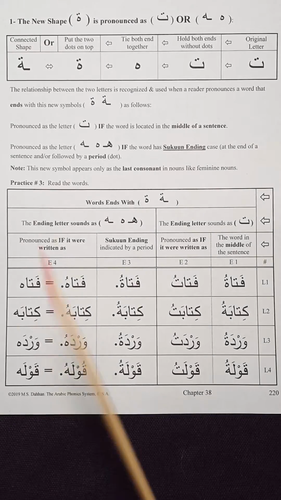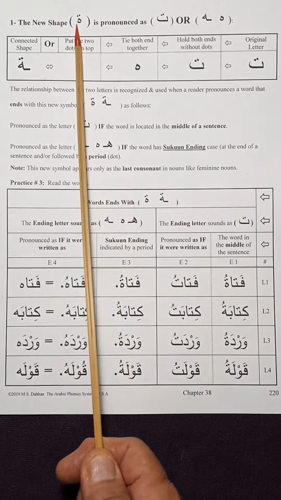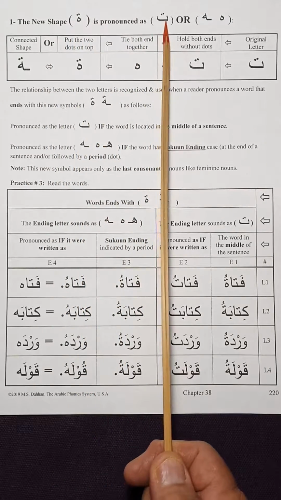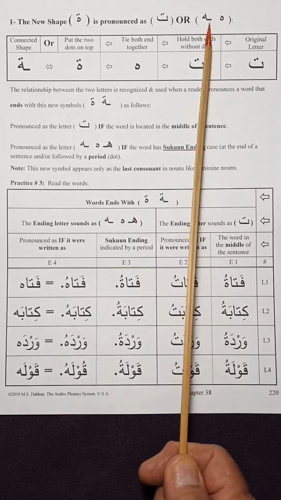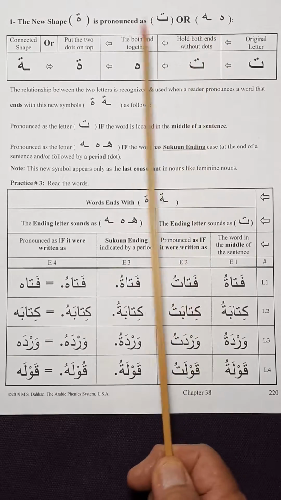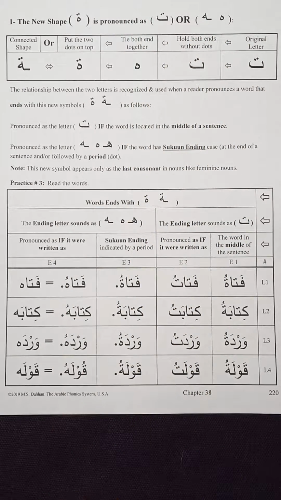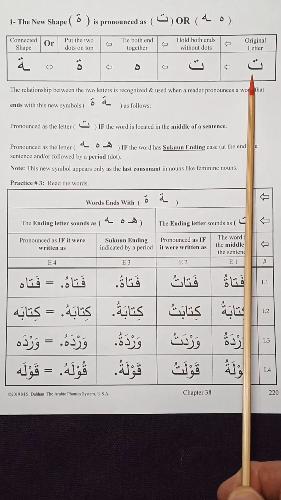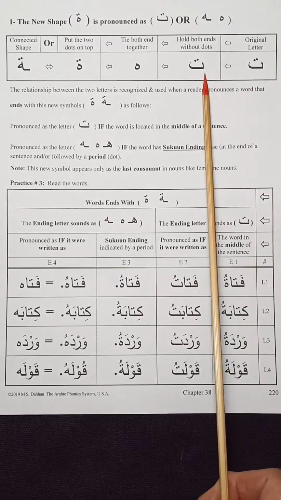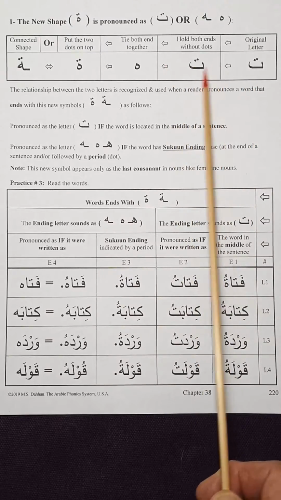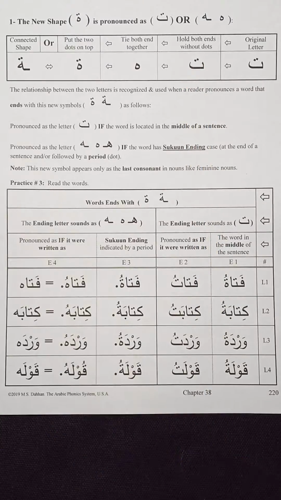All right, the new shape we have is pronounced as ta, tu, ti or ha, hu, he. Did we tell you? No, not yet. We didn't get to the alphabet, so I don't want to tell you the names yet. Basically that's the original letter, the way you know it. Well, if we hold both ends, I see.